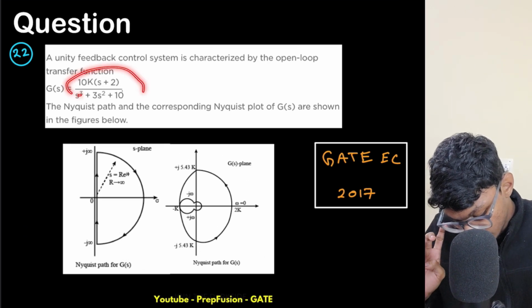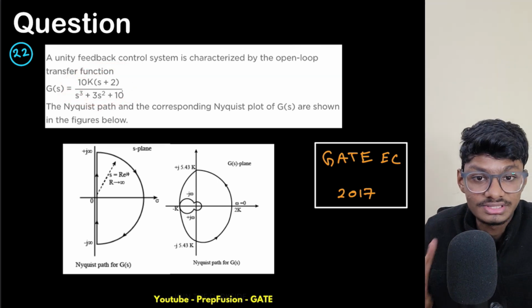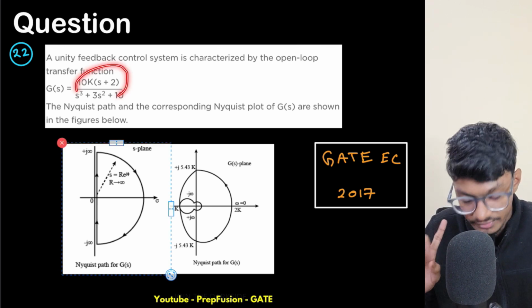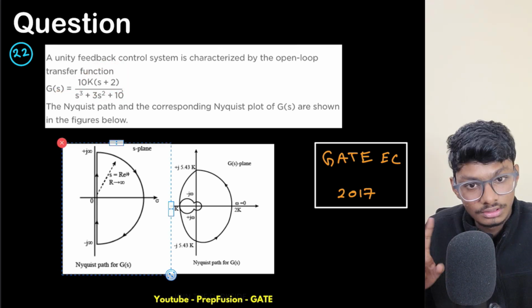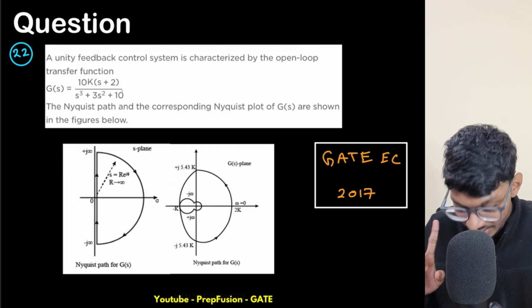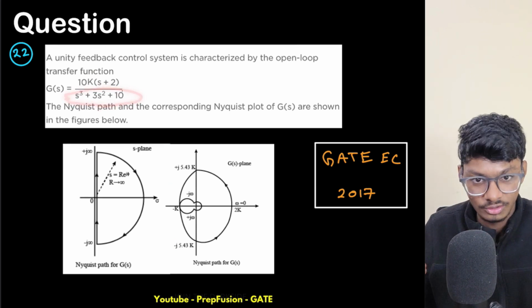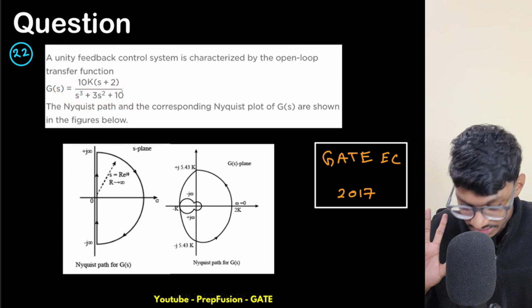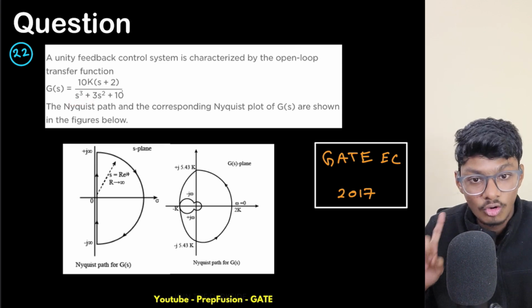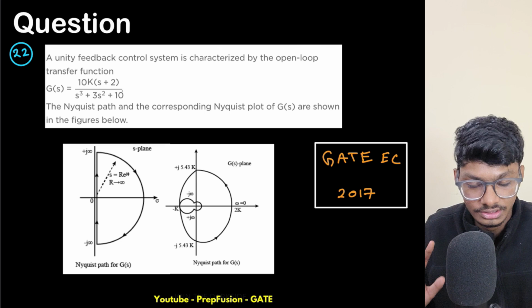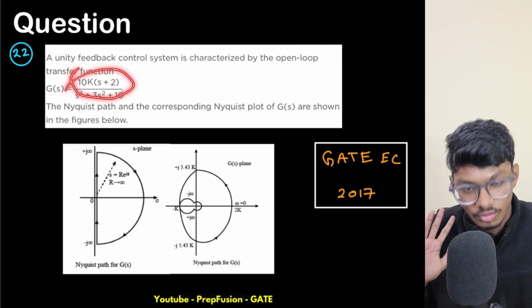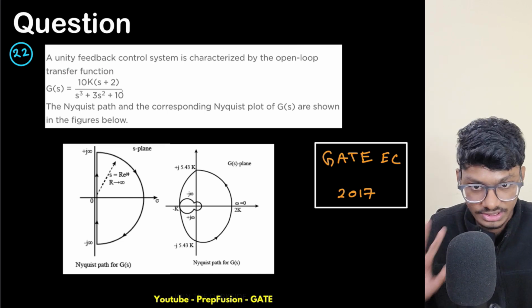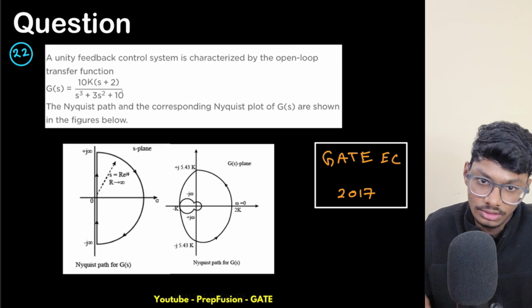Also, what I can observe here is: is the OLTF stable or not? Whenever you're trying to solve the Nyquist, always check if the OLTF is stable or not. If you said yes, then you skipped a bit. Why? Because you might have just assumed that this is a second order equation, s square plus 3s plus 10. But this isn't second order. This is third order, and the coefficient of s is missing. Whenever a coefficient is missing, obviously the system will not be stable. The open loop transfer function won't be stable. So obviously we have some poles lying on the right hand side.